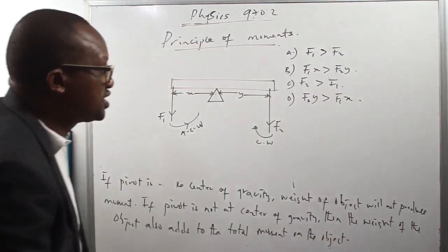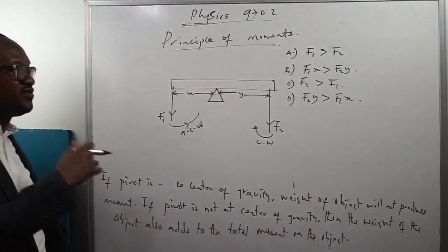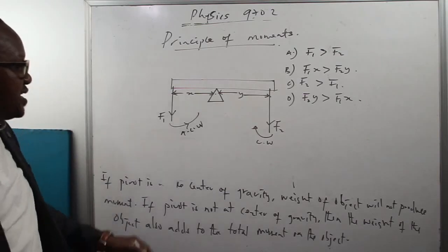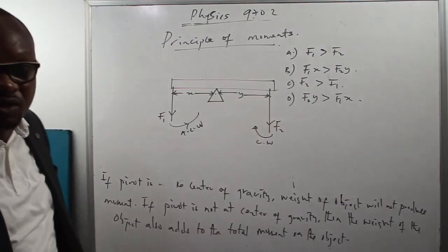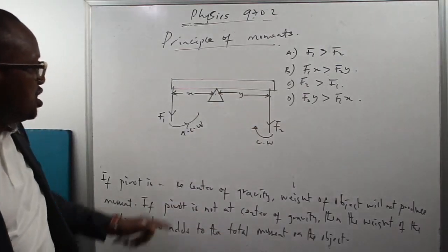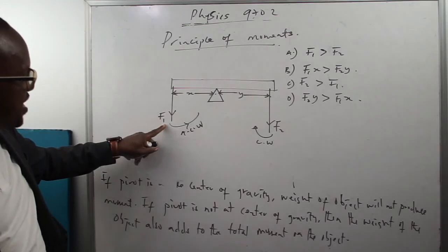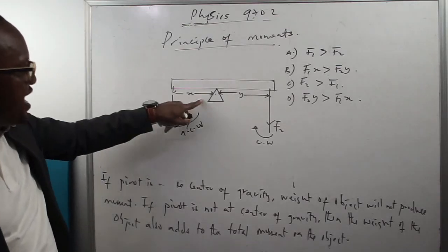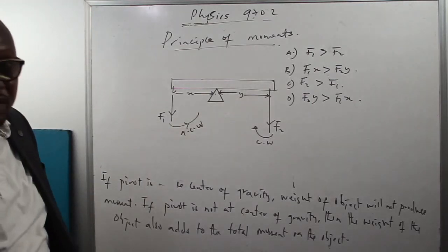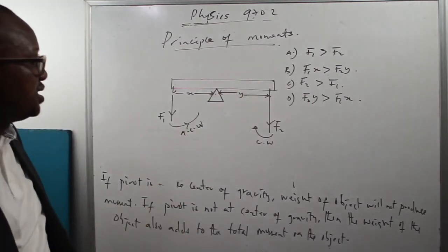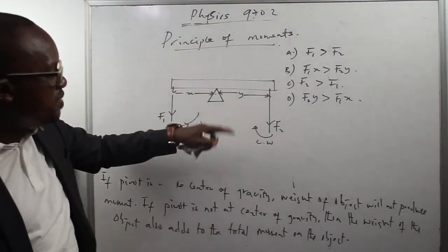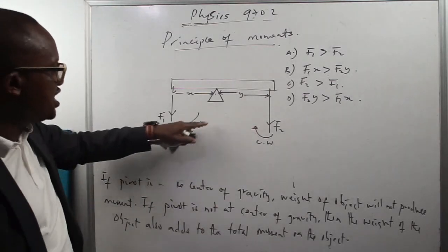If the bar turns anti-clockwise under the influence of these forces, what does it mean? It does not imply that force F1 is greater than force F2, because what we're talking about is turning effect. So A is wrong. But it means that the moment of F1, which is F1x, is greater than the moment of F2, which is F2y. That's what it means. So the correct option is B. It also does not mean that F2 is greater than F1, and it does not mean that the moment of F2 is greater than the moment of F1.